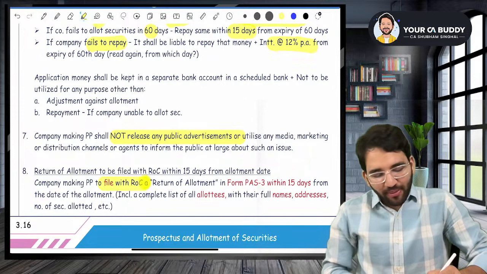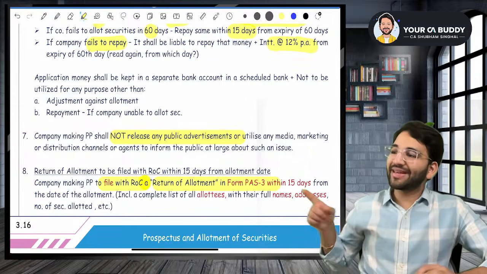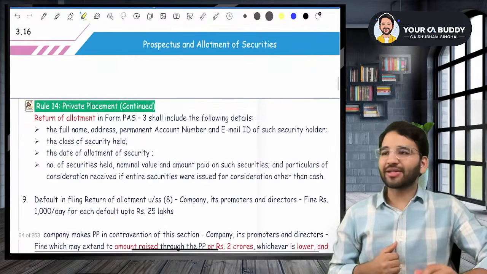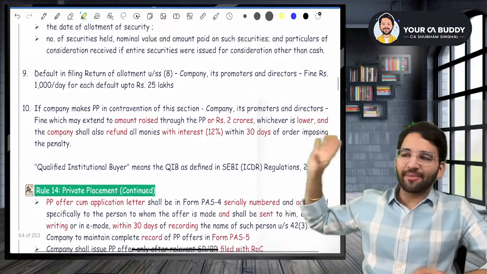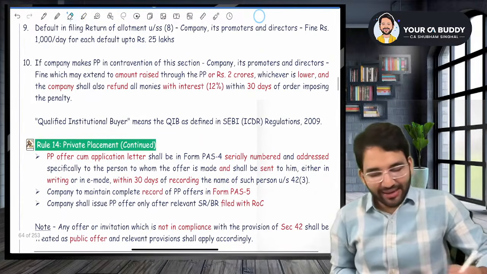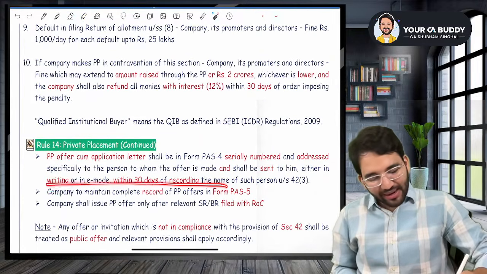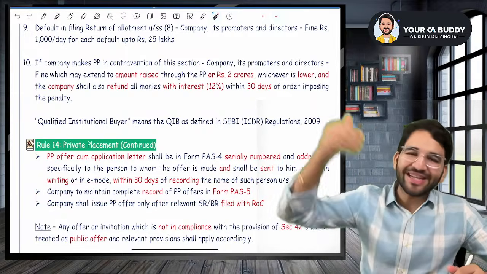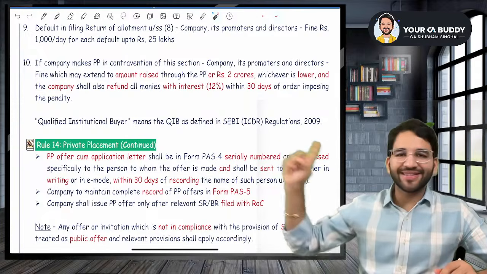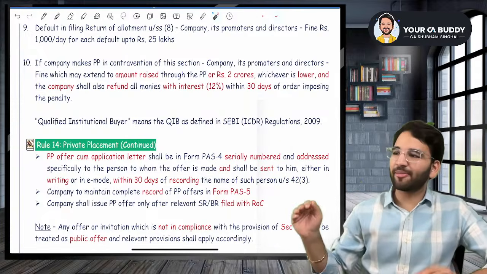Sir, if you go for allotment, file a return of allotment in form PAS3 within 15 days along with the details of the allottee. Okay, now sir, there are some defaults that you can see, the private placement penalties that you can see, and the last one, sir, you'll have to maintain a register in the form PAS5, which is details of private placement. You'll have to maintain a register in PAS5, that is details of private placement, and I think that is it.